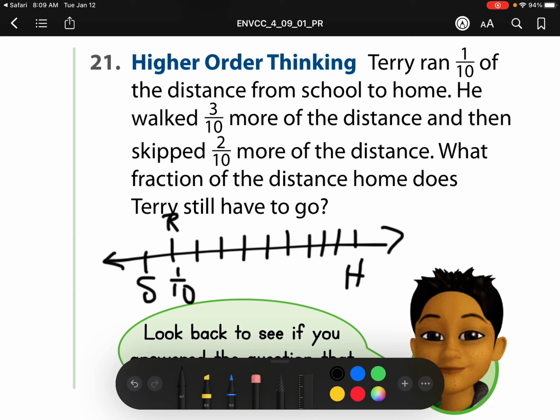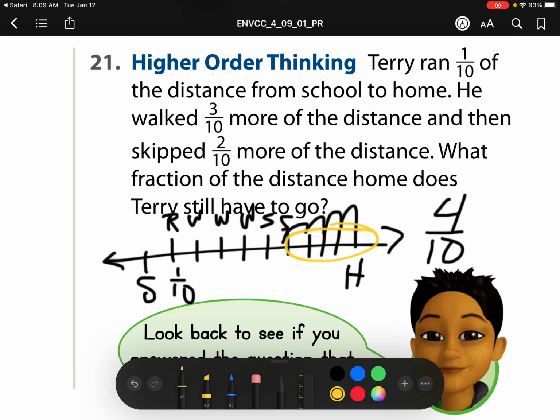He walked 3/10 more of the distance. So that's going to be a 1, 2, 3. So let's say walk. And then skip 2 more of the distance. So that's 1, 2. What fraction of the distance home does he still have to go? Well, he still has to go what? He still has to go 1, 2, 3, 4. He still has to go 4/10 of the distance, because that's what we haven't accounted for with the walking, the skipping, the walking, the skipping, and the running.